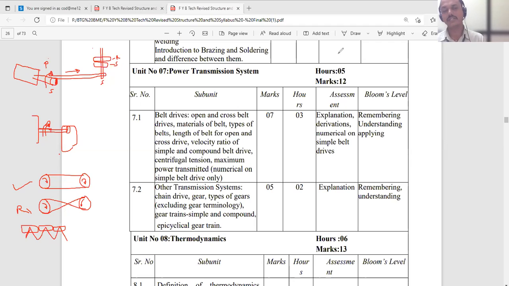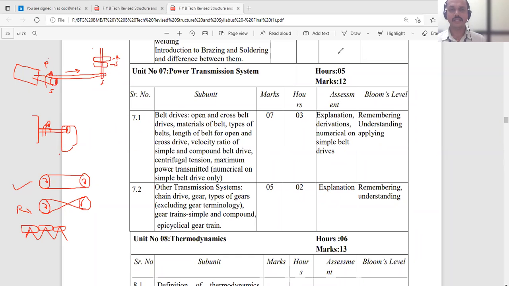Gear trains, dash, simple and compound, comma, epicyclic gear train. This is the type of gear train, epicyclic gear train. Okay. So this point is having weightage of 5 marks.